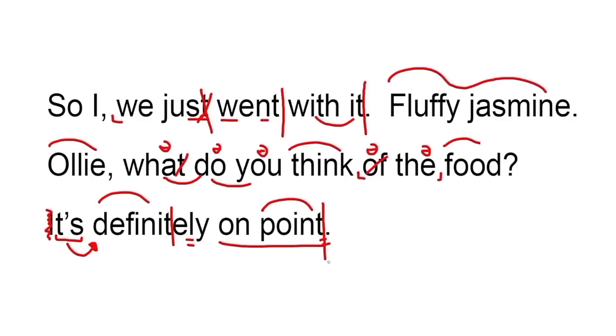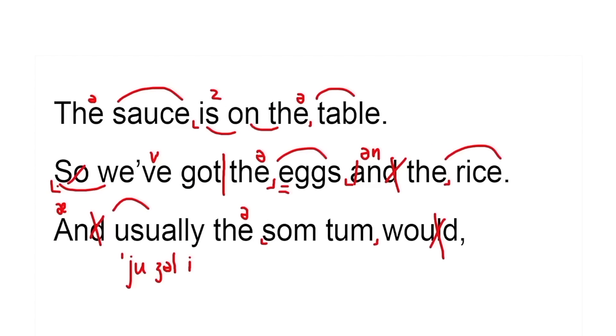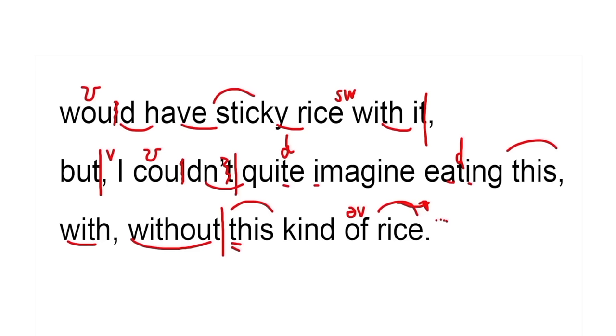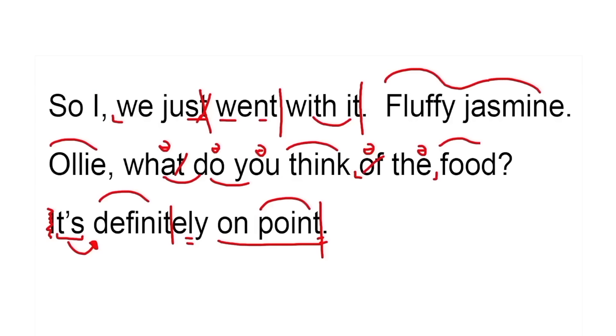The sauce is on the table, so we've got the eggs and the rice. And usually the sometan would have sticky rice with it. But I couldn't quite imagine eating this without this kind of rice. So we just went with the fluffy jasmine. Dad. Ollie, what do you think of the food? It's definitely on point.